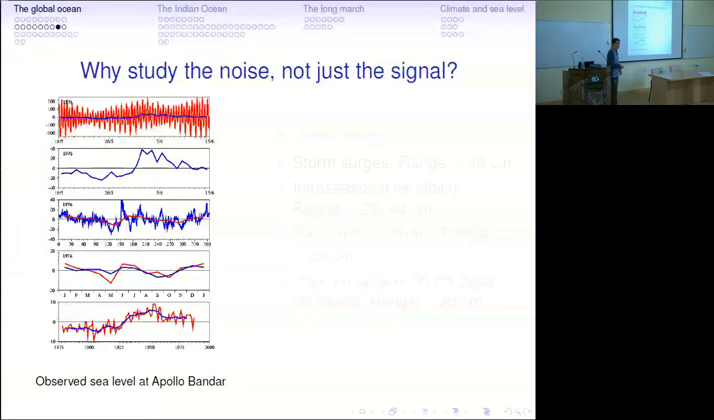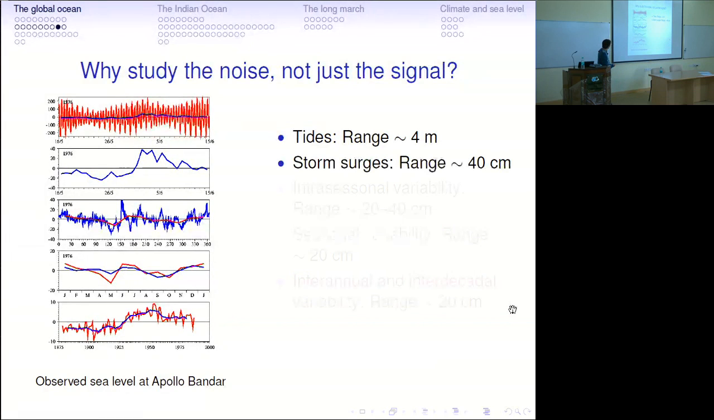Okay, the other question then: why do we have to study this noise at all? I mean, these are just noise, 10 centimeters in a signal that is 5 meters. Why do we even bother about it? The tidal range is about 4 meters. Storm surge range is 40 centimeters. You can understand its importance.